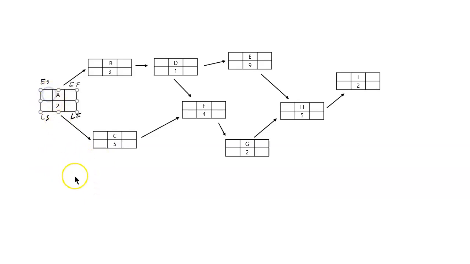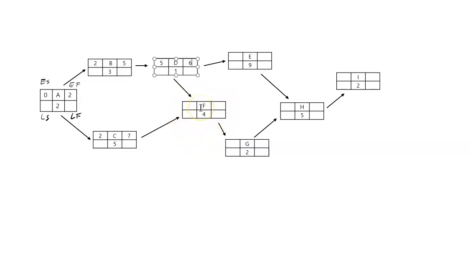First, activity A is the very first one. So you start with 0, and you just keep adding the duration. Since it takes 2 days, 0 plus 2, it's going to finish at day 2, and then at day 2, now B and C are allowed to start because A is finished. 2 plus 3 is 5, put that there. 2 plus 5 is 7. That's simple addition. Now that B is finished at day 5, you can start at day 5, and then 5 plus 1 is 6.